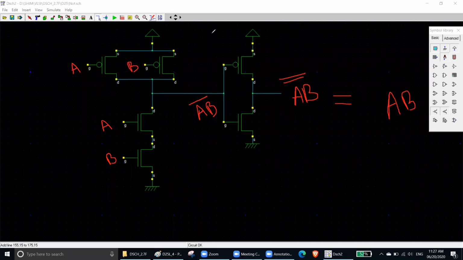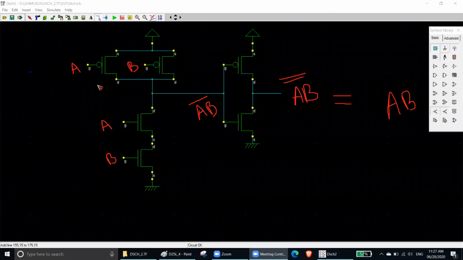So this is your final result. What you have is A, B, A, B. So this is your NAND gate. Your NAND gate will give you AB bar. After that, you have a NOT gate. Then that will be double bar, because in your input you have AB bar. In your output you will have AB double bar. So that becomes AB.